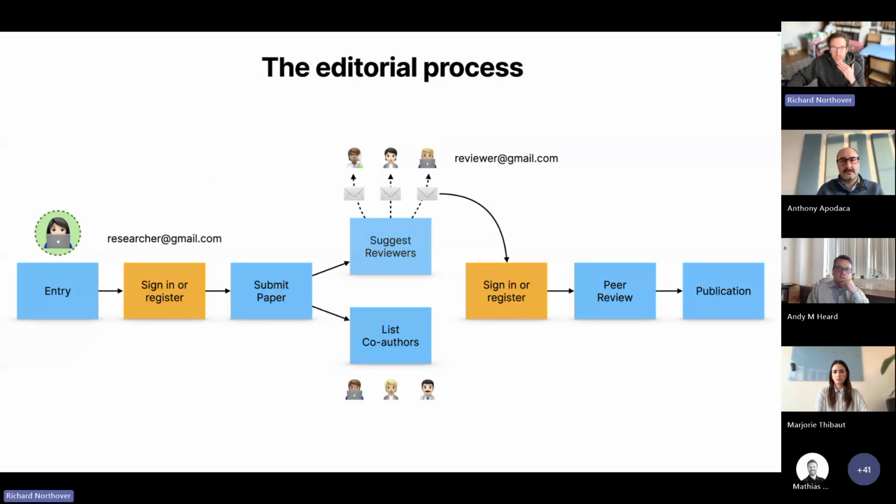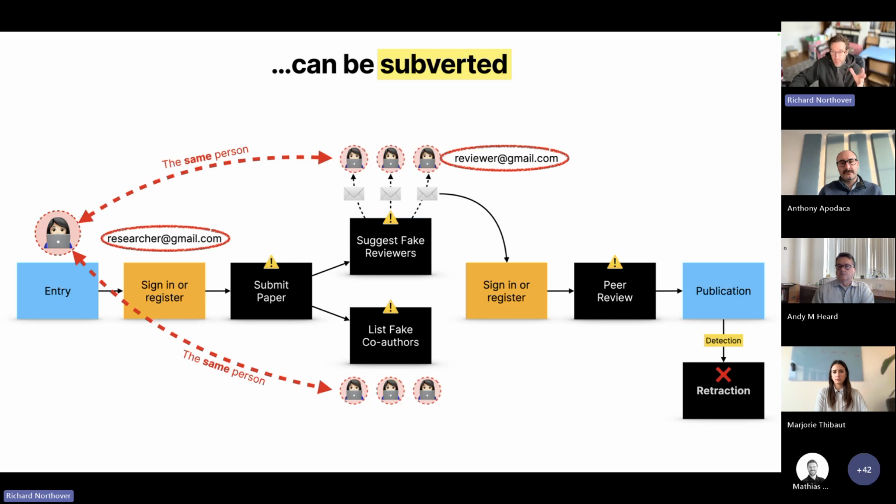Let's look at a really simplified version of the editorial process today. An author, say, comes in on the left there, and they generally sign in with a convenient Gmail address or equivalent, or at least they can. And they submit their paper, and this kicks off the peer review process. Reviewers are similarly invited to sign in and submit their reviews, and co-authors are sometimes added, and all being well, the paper is published.